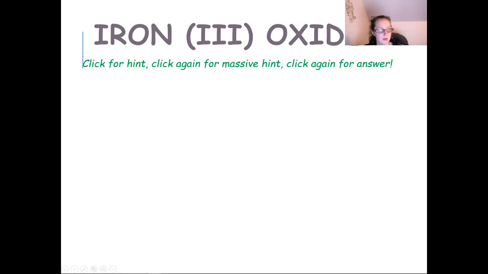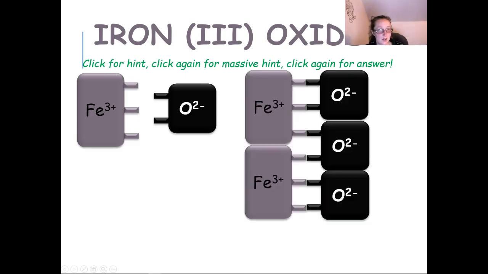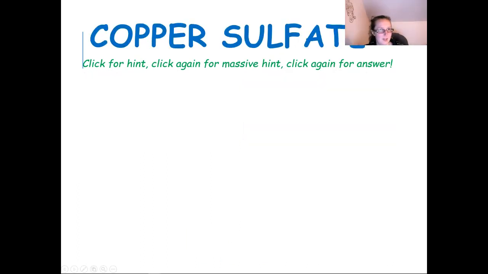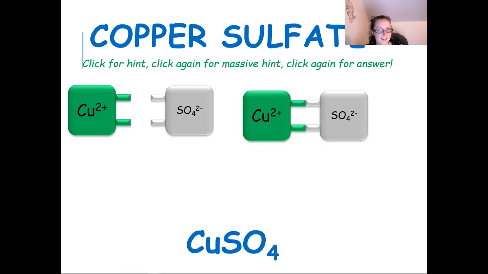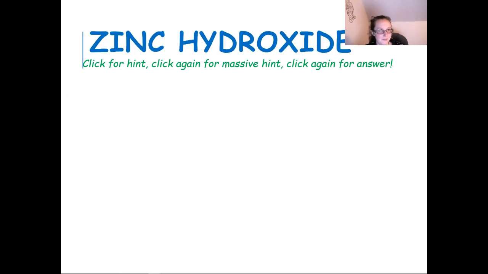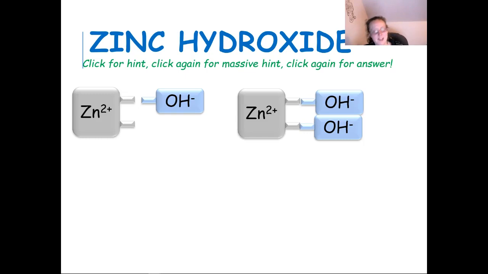We'll just get rid of my face, we don't really need it anyway, do we? Iron 3 oxide. There's your hint. There's your big hint. And there's your formula. Copper sulfate. Little hint. Big hint. Formula. Zinc hydroxide. Little hint. Big hint.